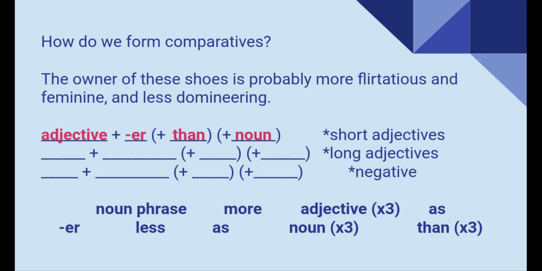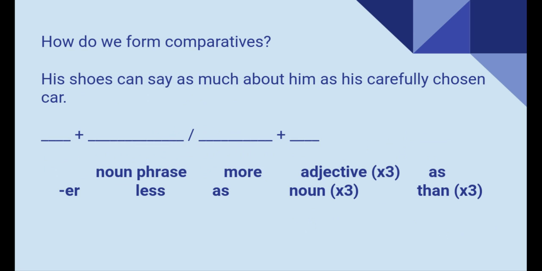Okay, great. Let's go ahead and check. When we have long adjectives, what we are going to do is to use more adjective. Once again, than and noun are optional. And when we want to make a negative comparison, we're going to use less adjective than noun. That's good. Very good. Now, let's continue.